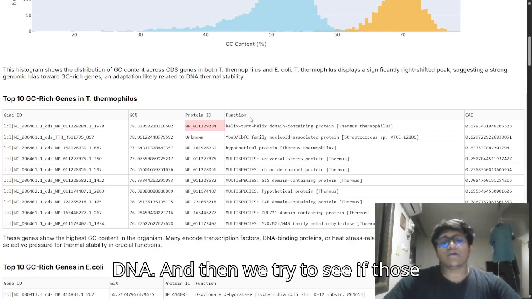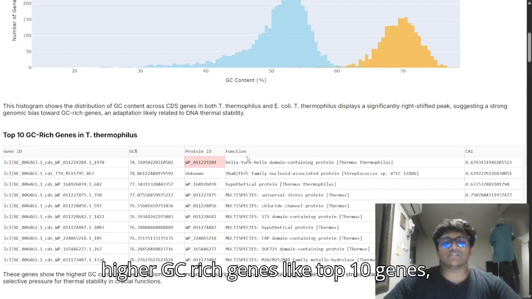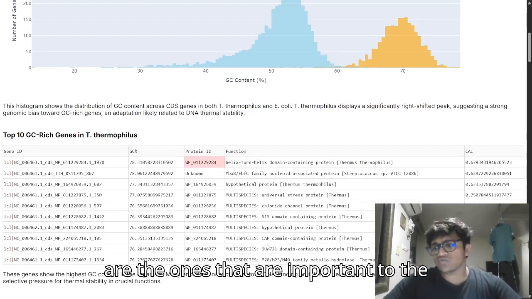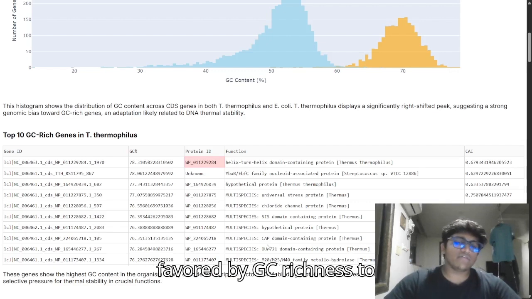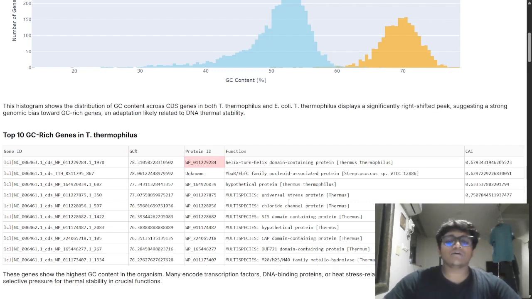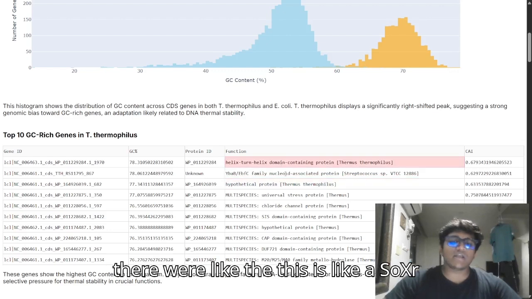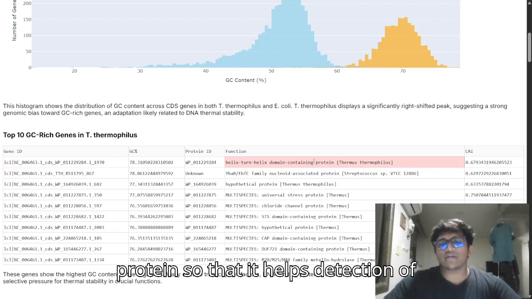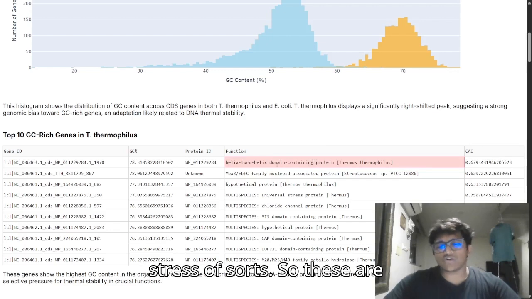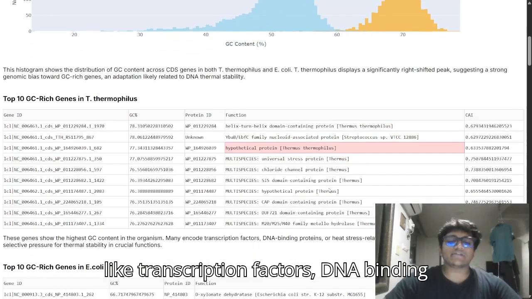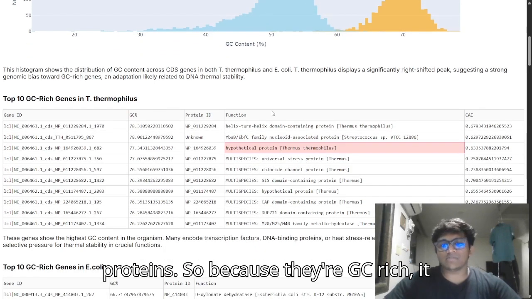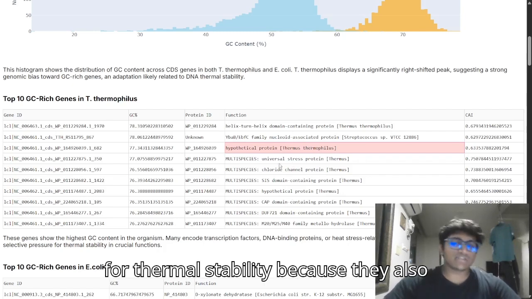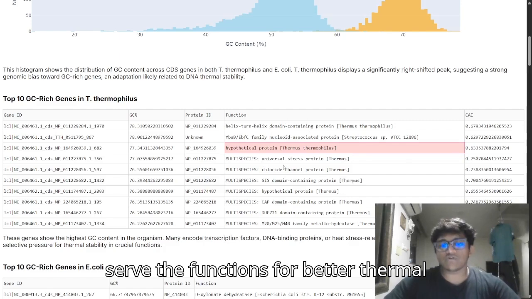And then we tried to see if those higher GC rich genes, like the top 10 genes, are really even crucial to the function. That would mean that they are the ones that are important to survival. That's why they've been favored by GC richness to survive. So there was a SoxR family stress related protein, which helps in detection of stress of sorts. These are transcription factors, DNA binding proteins. Because they're GC rich, it suggests that they are important for thermal stability, because they also serve functions for better thermal stability.